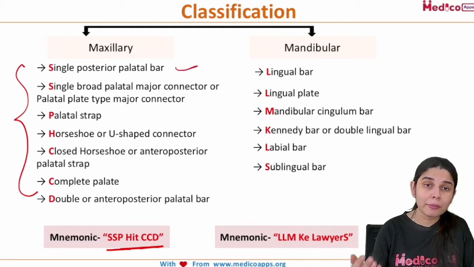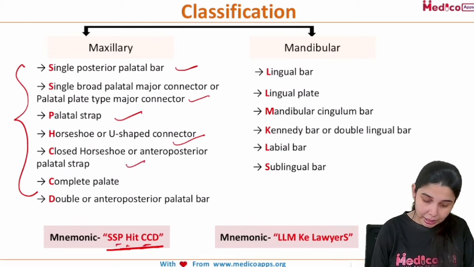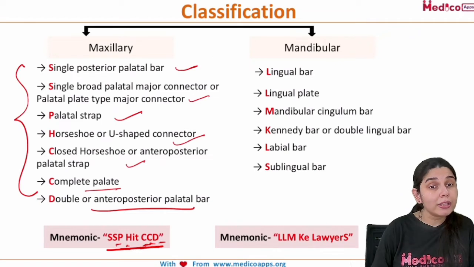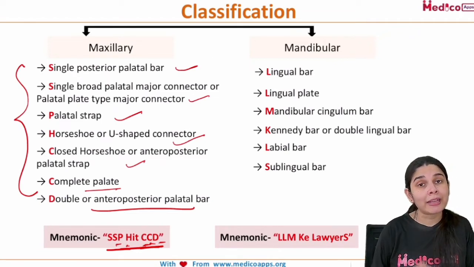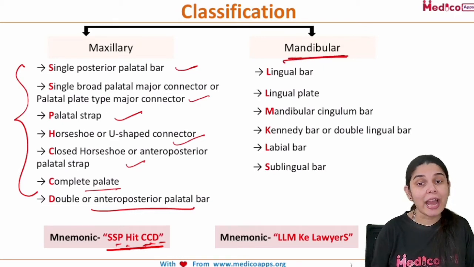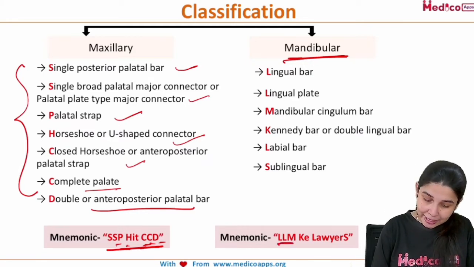I'm discussing here about the maxillary. The second S is single broad palatal major connector. P stands for palatal strap. H stands for horseshoe or U-shaped connector. C here stands for closed horseshoe or antero-posterior palatal strap. The other C stands for complete palate, and D stands for double or antero-posterior palatal bar. Okay, so all these are important maxillary major connectors. And coming to the mandibular major connector, I have given another important mnemonic for you to remember, and that is LLMK lawyers.